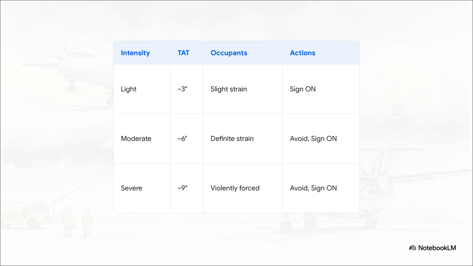But a TAT change of about 9 degrees, that is severe turbulence. Occupants are violently forced against their seatbelts, walking is impossible, and as the PIC you must immediately make the PA announcement, cabin crew, take your seats.